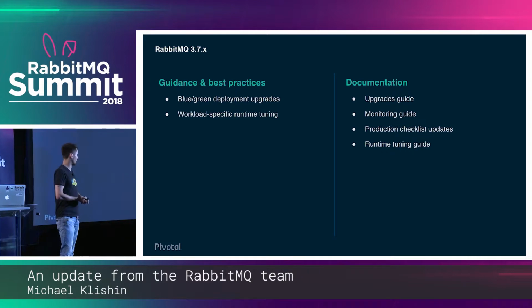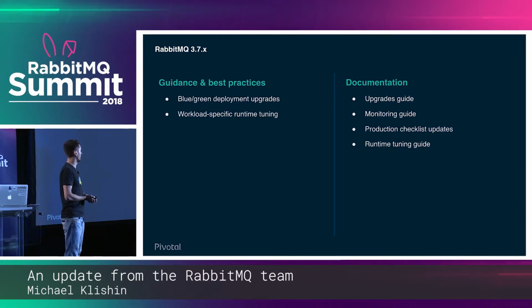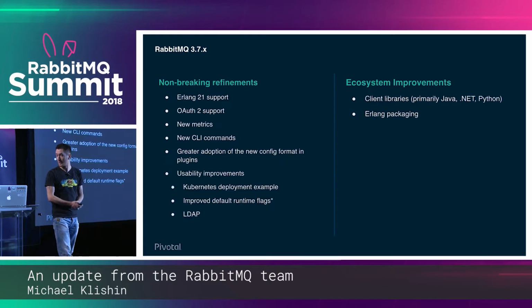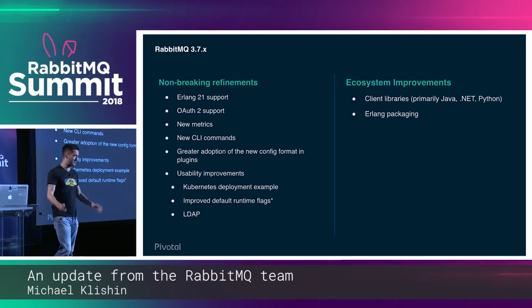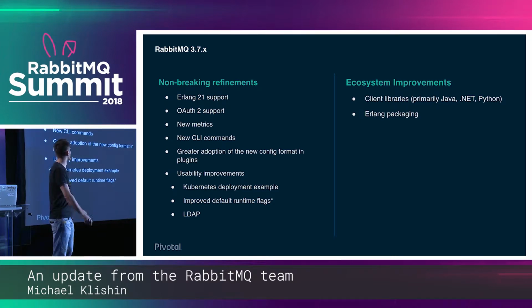We also have a guide on updates to the production checklist, and a runtime tuning guide. I don't think that is live, but it will be soon, definitely before 3.8. We also have a number of non-breaking changes. I don't think it's worth going through every single one of them, but yes, we have Erlang 21 support.